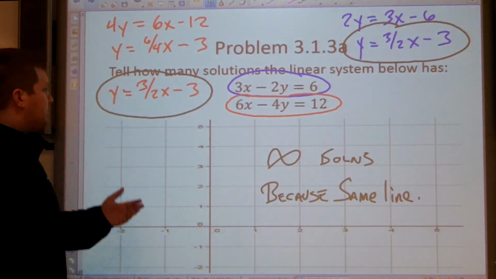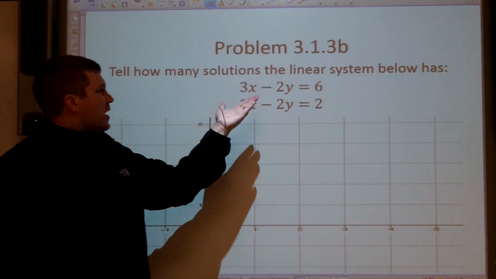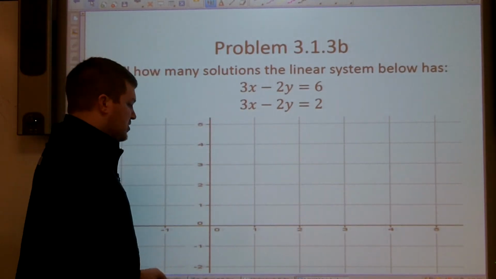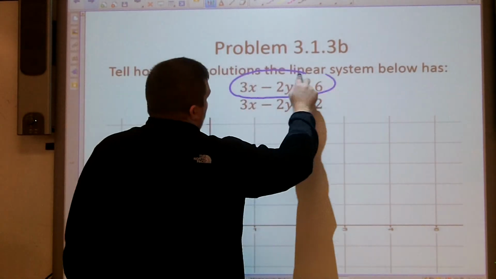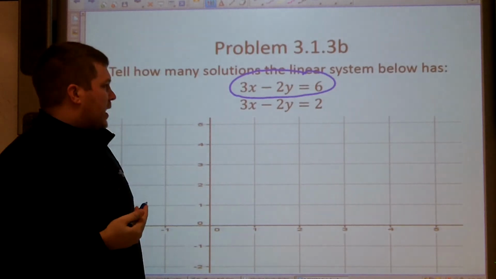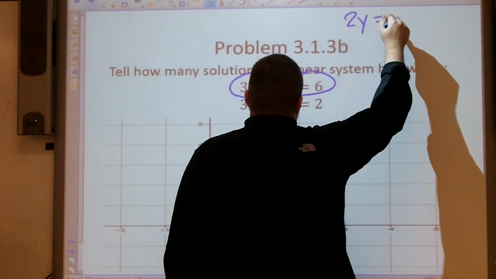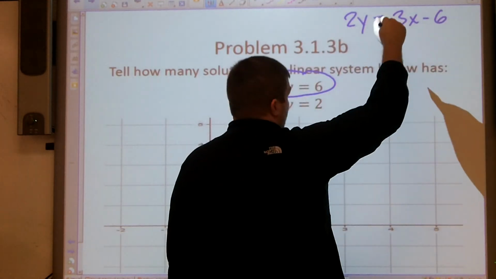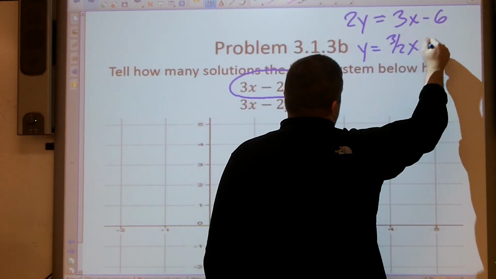It's pretty easy. Okay. How many solutions does this system have? So we're doing the same type of thing. So what we're going to do first is get y by itself, just like we just did. Okay. So for the first one, I'm going to do that one in blue, get y by itself. So I have 2y is equal to 3x minus 6. Get y by itself, I divided by 2, so we have 3/2 x minus 3.